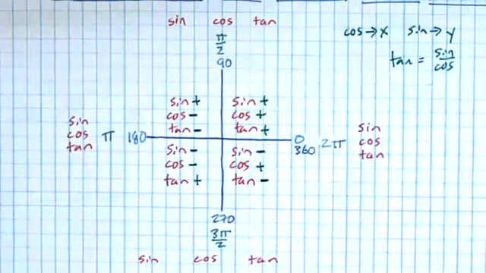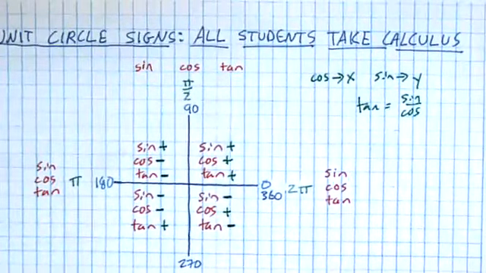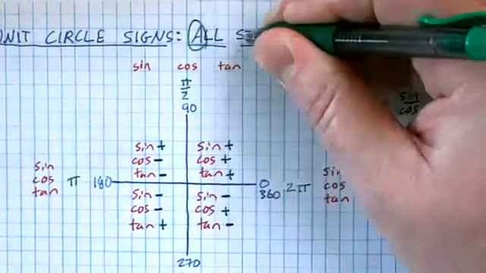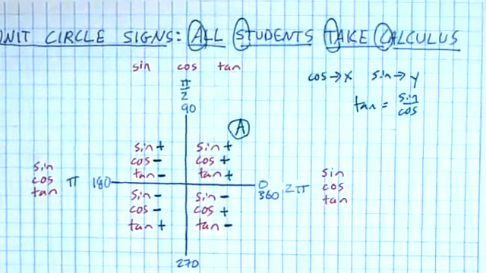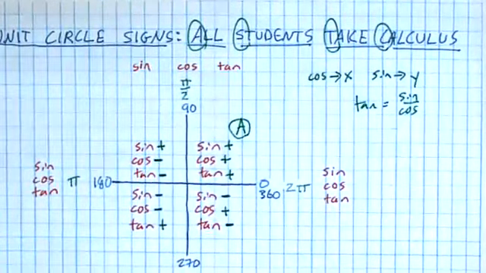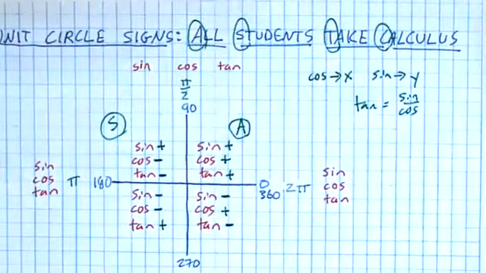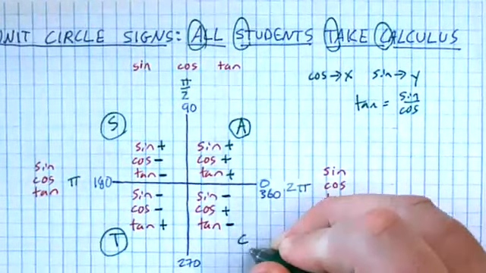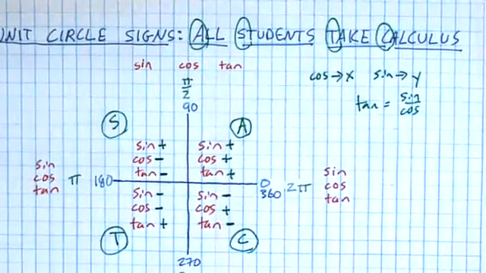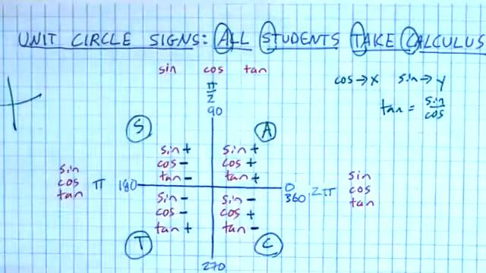We get it? So there's a little mnemonic to help you remember this. All students take calculus. All students take calculus, and here's how it works. All of your trig functions are positive in the first quadrant. Sine is the only one that's positive in the second quadrant. Tangent's the only one positive in the third quadrant. Cosine is the only one positive in the fourth quadrant. All students take calculus. Many of you, I'm going to see on our chapter 4 test, you're going to have this at the top of one or two of your pages.